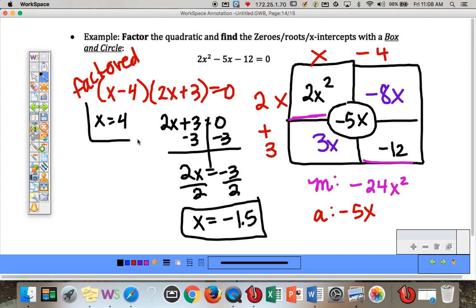So here are the 2 zeros of this graph. So we're going to find the zeros where they cross the x-axis right here. So here's the 4, here's the negative 1.5. You can factor it, and the factors are either the opposite of the zeros or what makes them equal 0.